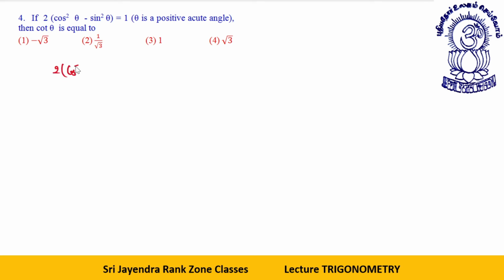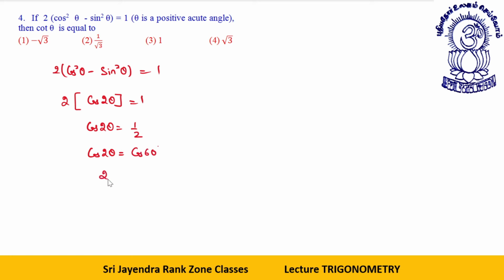2 cos square theta minus sine square theta is equal to 1. Cot theta is equal to, see, first of all, what is this formula? 2 cos square theta minus sine square theta is cos 2 theta, is equal to 1. Or I can say cos 2 theta is equal to half. When is this half? Cos theta is half at cos 60 degree. So this means 2 theta is equal to 60 degree, or theta is equal to 30 degree.